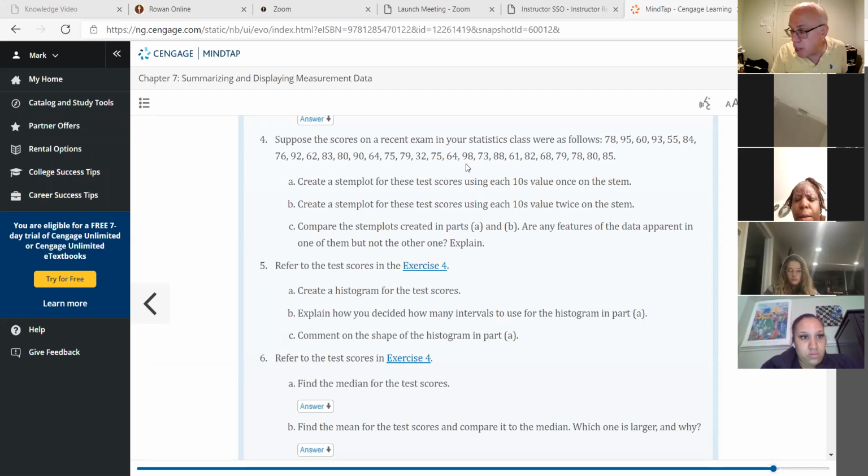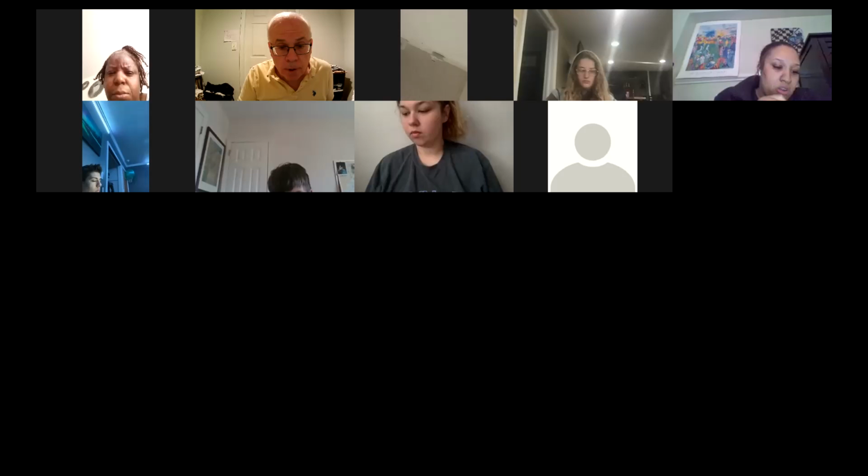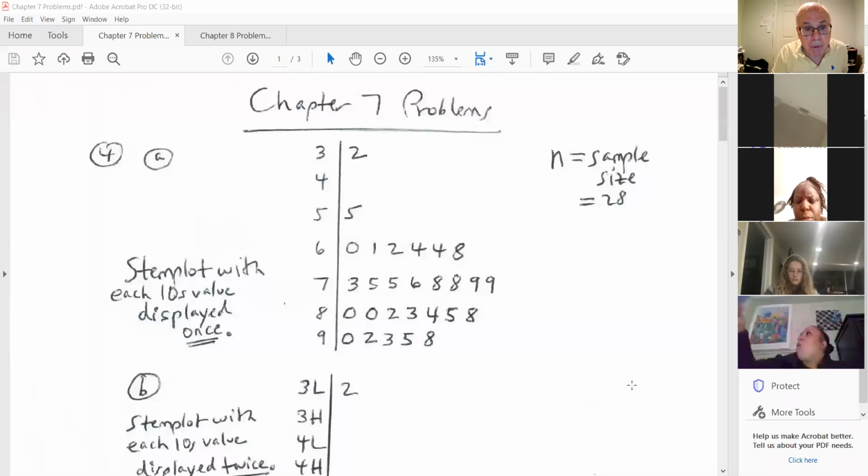So when they say create a stem, what they're referring to is look at the tens digits, and you're going to start at 3 and just keep adding 1: 3, 4, 5, 6, 7, 8, 9. I'll show you what that looks like. All right, so this is the way I presented it. So 3, 4, 5, 6, 7, 8, 9. These are all the tens digits, all the 30s, the 50s, 60s, 70s, 80s, and 90s.